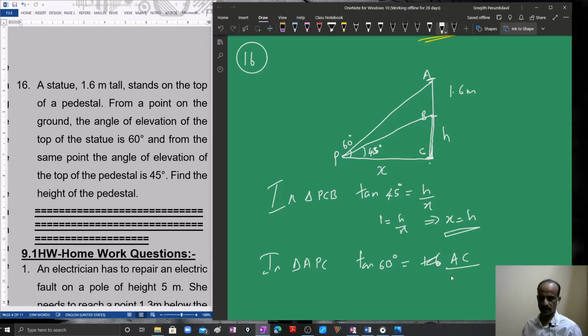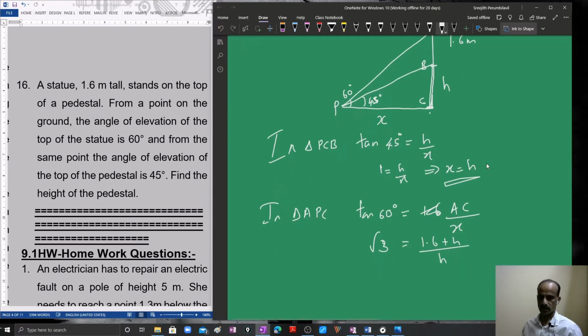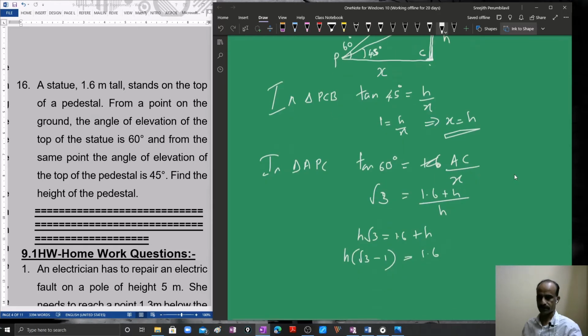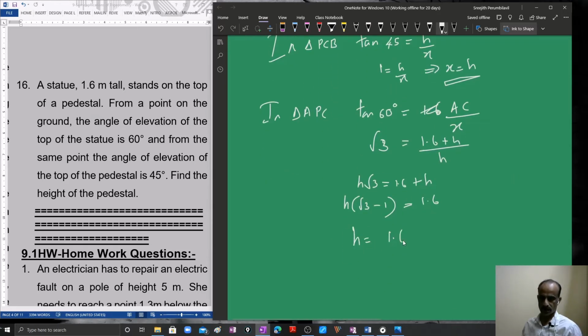In order to avoid confusion, I am writing down that by X. That is root 3 is equal to AC, which is 1.6 plus H, by X. X is again H. So cross multiplying, H root 3 is equal to 1.6 plus H. Collecting all H to one side, root 3 bringing to this side, this will become minus 1, is equal to 1.6. Our H is equal to 1.6 divided by root 3 minus 1. What you can do is multiply by the conjugate, that is root 3 plus 1. This is root 3 plus 1, and just substitute and simplify it.